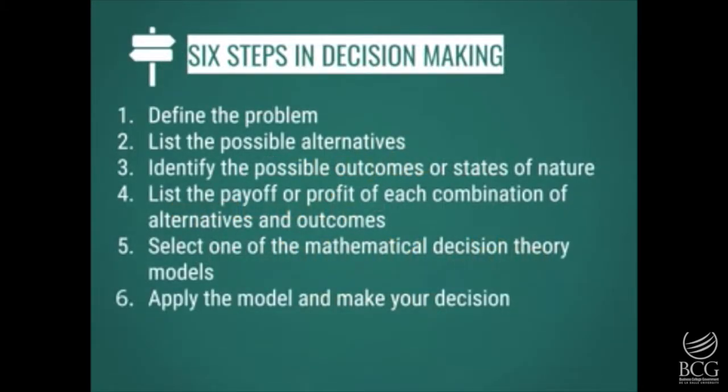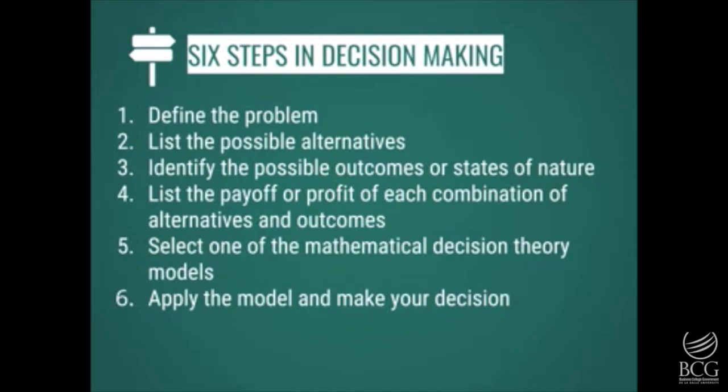First, we define the problem at hand. Second, we list the possible alternatives. Third, we identify the possible outcomes or state of nature. Fourth, we list the payoff or profit of each combination of alternative and outcomes. Fifth, we select one of the mathematical decision theory models. Sixth, we apply the model and make our decision.